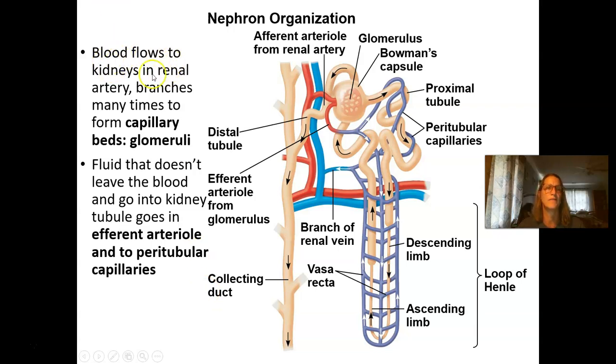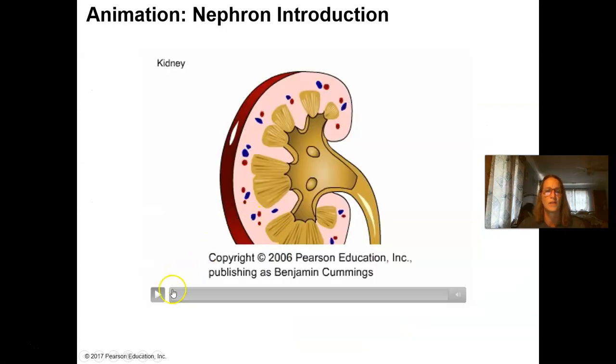Again, blood flows to the kidneys in the renal artery. It branches many times to form capillary beds, so there's lots of these glomeruli all over the place, and there are thousands and thousands of nephrons. The fluid that doesn't leave the glomerulus is going to go into this other artery, which is going to form the peritubular capillaries. So here is a quick animation that tells you some of this in a little bit more detail.